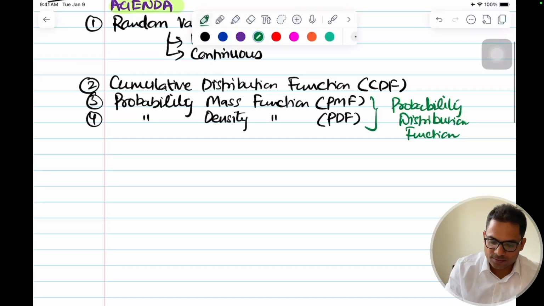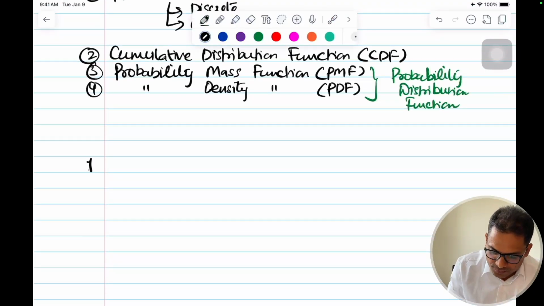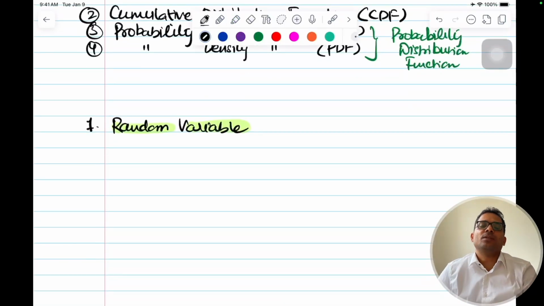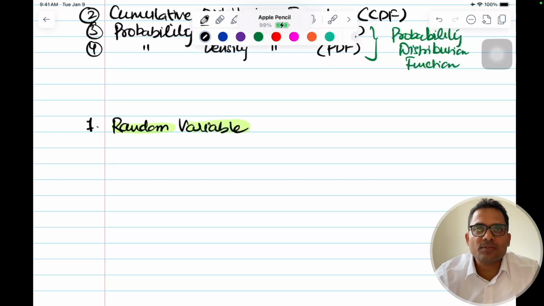So first thing, random variable. Okay, random variable. So what is a random variable? What is a random variable? So a random variable is a function.